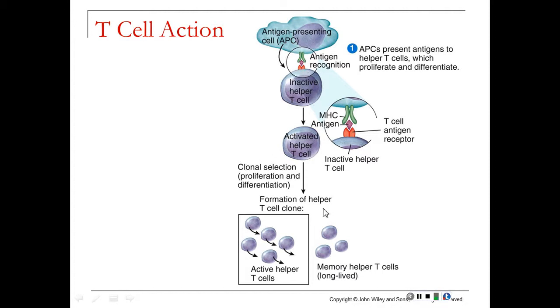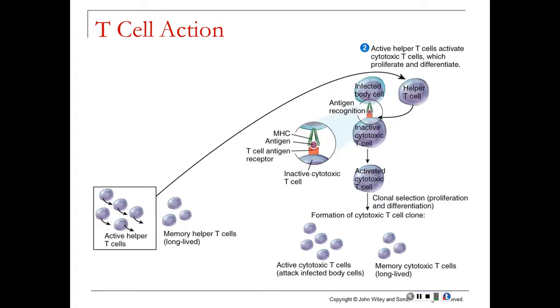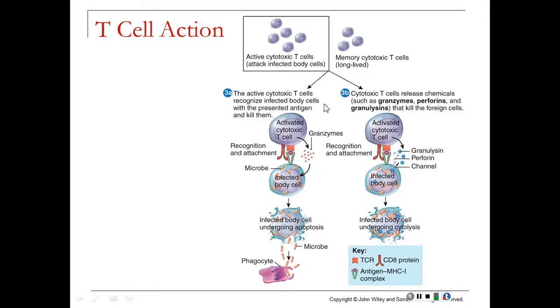That helper T cell is going to form those memory cells, which are long-lived, and they will remember that major histocompatibility complex and antigen, and it will be able to attack much quicker in the future. Those helper cells are then going to basically differentiate, as I mentioned, into those cytotoxic T cells. Those cytotoxic T cells will then release the granzymes, or possibly the granulysin and perforin. Either way, the cell is destroyed and the foreign antigens are destroyed.